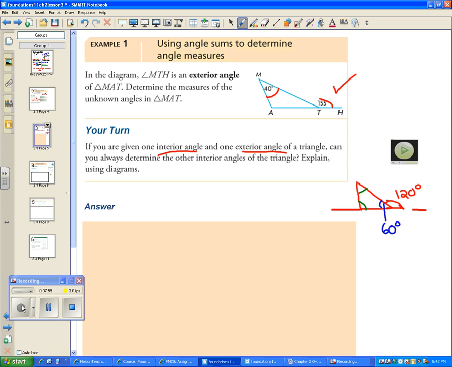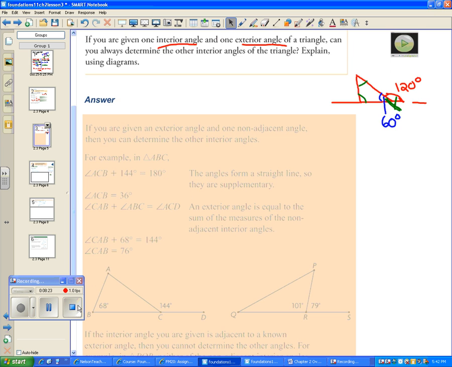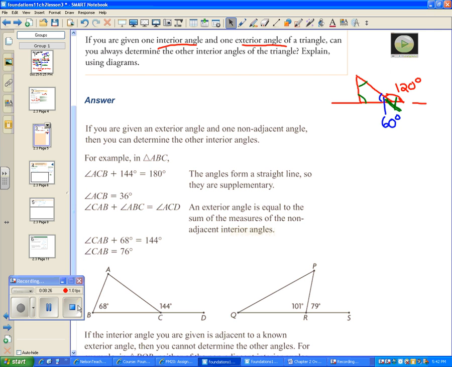Is there any way that I could figure out these two angles? There is no way because we have no relationships that we can pull for. So this works when it's what we call a non-adjacent angle. But when you are given an adjacent exterior angle, adjacent is a fancy word for right beside, then you can't figure it out. It's impossible to figure it out. They go through that example here in more elegant words than I use. If you're given an exterior angle and one non-adjacent, then you can determine.